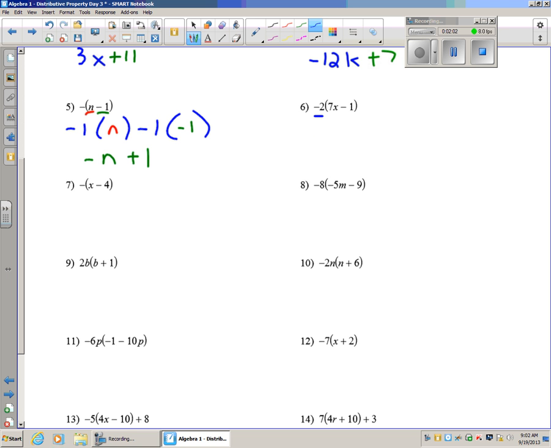Number 6, you have negative 2 that's being distributed to 2 different things. First term is 7x, and the second term is negative 1. So negative 2 times 7x, that's negative 14x. Negative 2 times negative 1, that's positive 2.